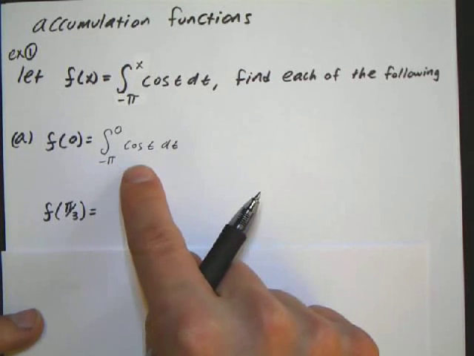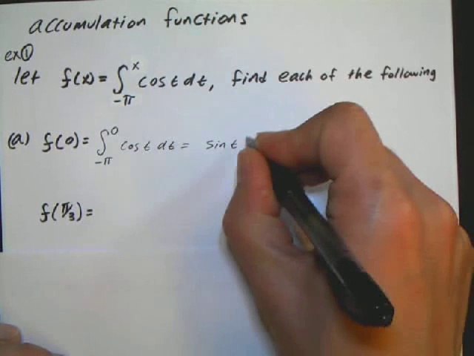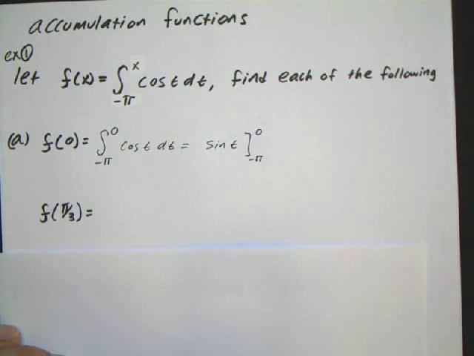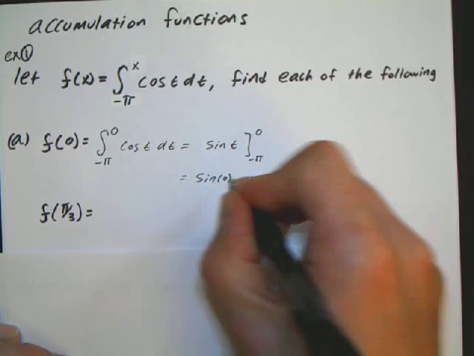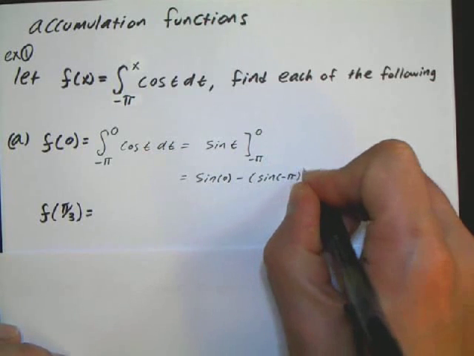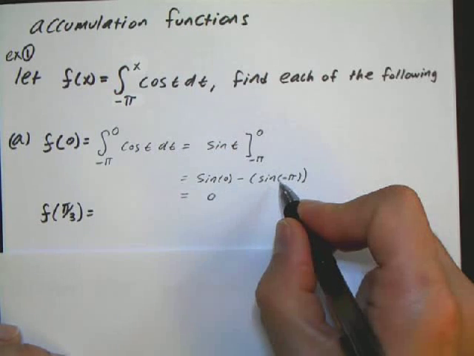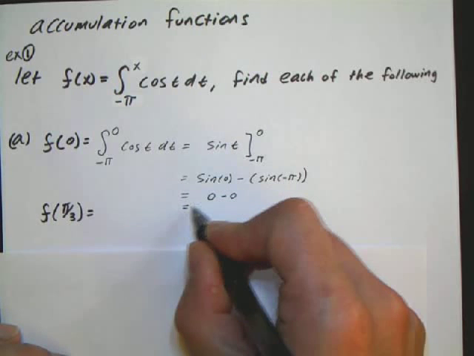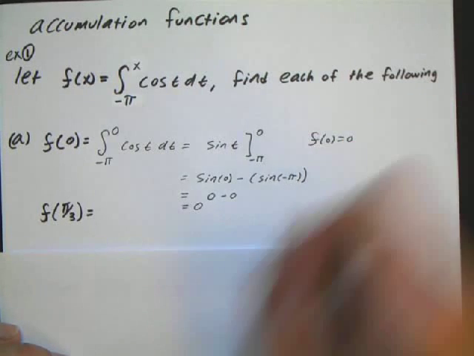So I evaluate this like I would normally. I would take the antiderivative, which is going to be sine of t. The lower limit is negative pi, the upper limit is 0. And then I would just plug in the top limit and the lower limit. So this is going to be sine of 0 minus sine of negative pi. And sine of 0 is 0. Sine of negative pi is also 0. So essentially my value here is going to be 0. So I can say that f of 0 is equal to 0.